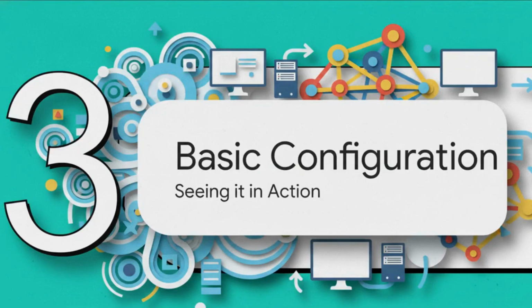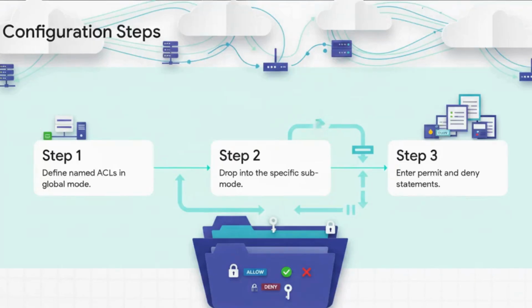Section 3. Basic configuration in action. Seeing it on the screen. Let's move to the configuration process and see how this builds logically. Setting this up is actually a very straightforward 3-step process. Step 1. You define the named ACLs inside your global configuration mode.